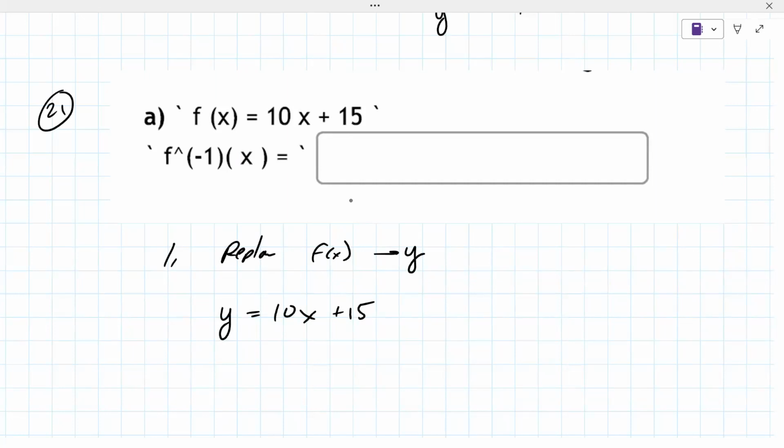The second step is to switch x and y. Wherever you see a y, you put an x. Wherever you see an x, you put a y.